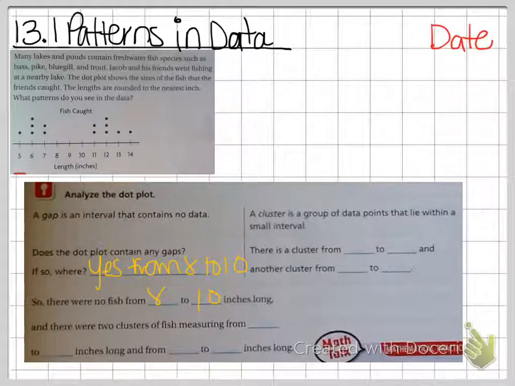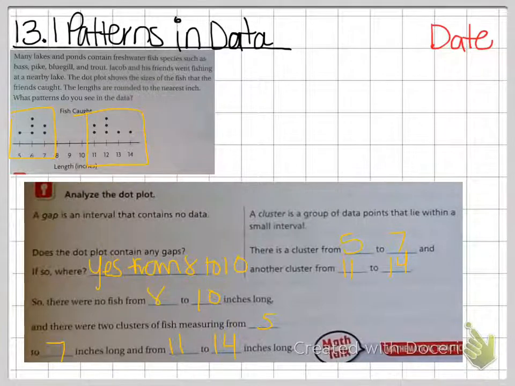And a cluster is a group of data points that lie within a small interval. So where you see most of the points is considered a cluster. So over here we have this cluster and this one. So we have a cluster ranging from 5 to 7, and then again from 11 to 14. So there were two clusters ranging from 5 to 7 inches long and from 11 to 14 inches long. So again, gaps are missing data, and clusters are where all the data is found on the dot plot or histogram.